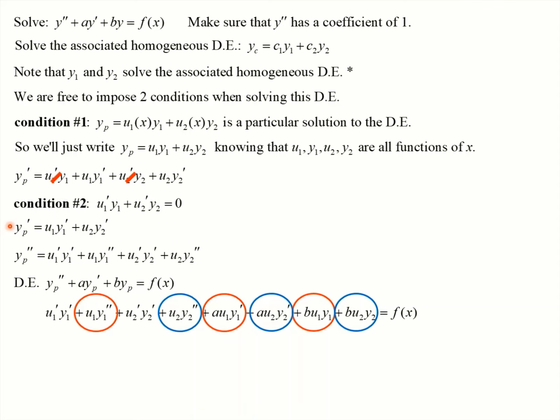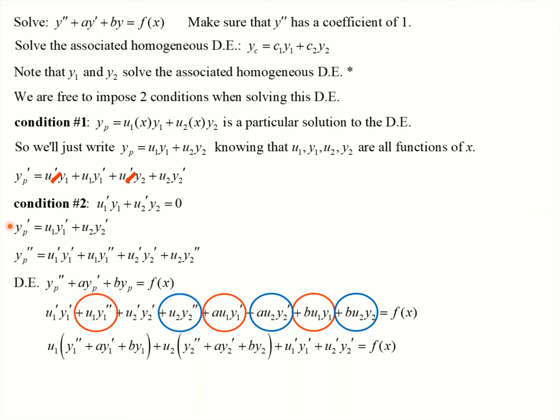Notice the ones that I circled in red all have y1s, or y1 prime, y1 double prime. The ones circled in blue have y2s in them. But not only do the red ones have the y1s, they also have u1s. They all have u1s. So I'm going to group the red ones first and factor out a u1 from the three red ones, and then I'm going to factor out a u2 from the three blue ones. And then that other stuff I'll put after that. So I rearrange things, just doing some algebra.